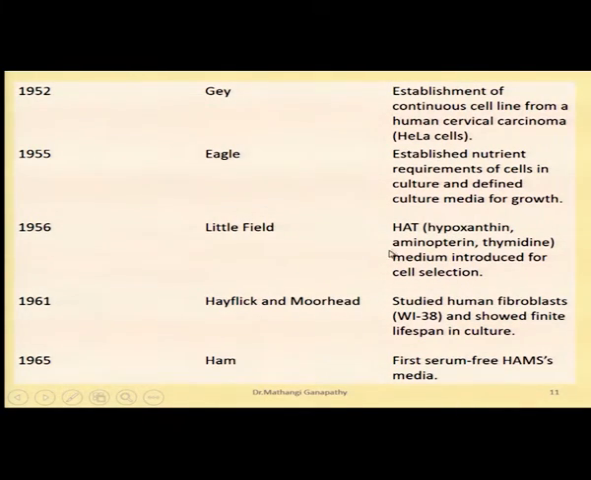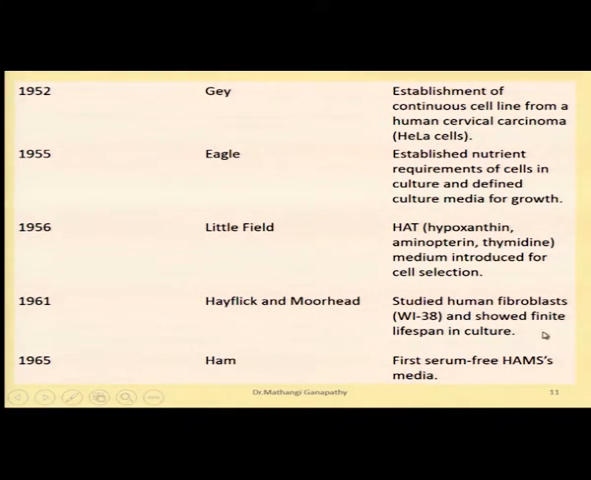And in 1956, you had Littlefield, who used the HAT medium, that is the hypoxanthine aminopterin thymidine medium, to select certain specific cells having certain characteristics. In 1961, you had Hayflick and Moorhead. They studied the human fibroblast cell lines and showed that these cell lines were not growing infinitely or indefinitely, but had finite growth; beyond a particular number of divisions, they did not exist even in culture.